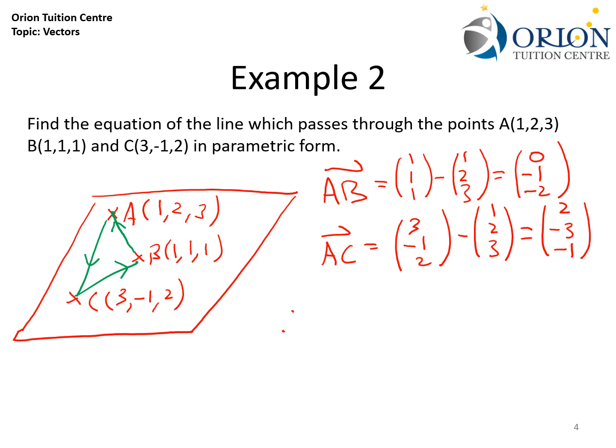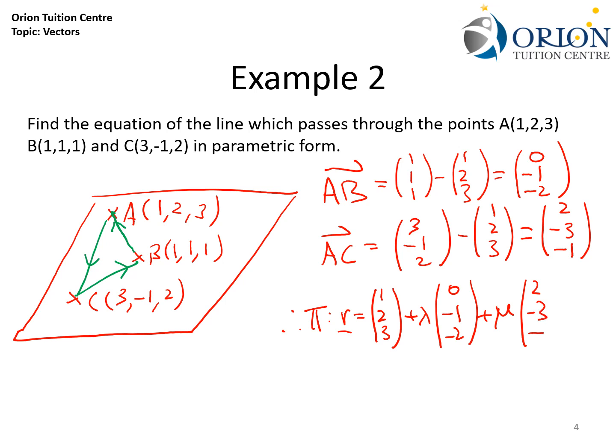And therefore, the equation of the plane will be pi: r equals any point. I can choose point A or point B or point C. Let me choose point A. (1, 2, 3) plus lambda (0, -1, -2) plus mu (2, -3, -1). And we must always include that lambda and mu are real numbers.